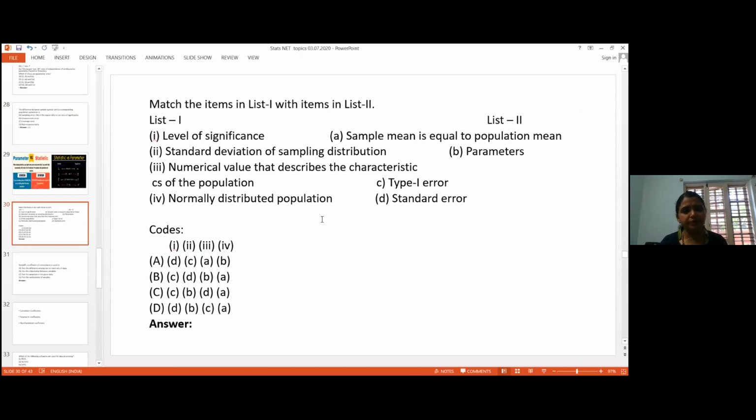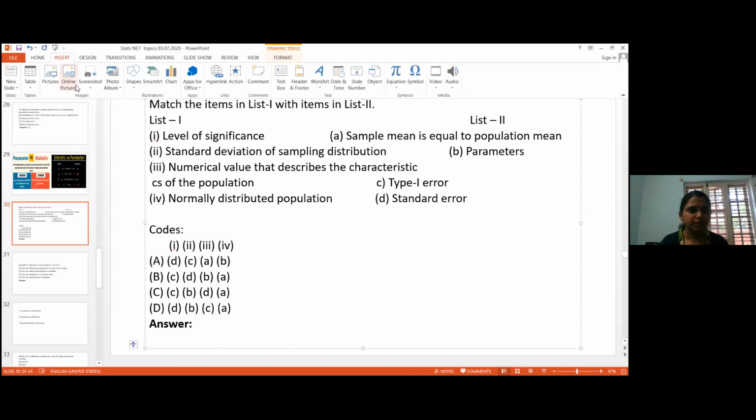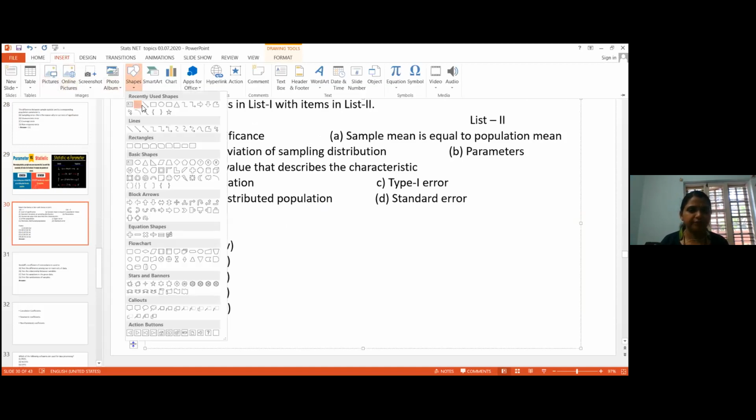Yeah, these kinds of match the following. I saw a lot of question papers having at least one question of match the following. So let's see how much we can match. I don't have the option of annotating here. I don't know why. Usually there will be an option for me to insert. Yeah, this will probably help me.